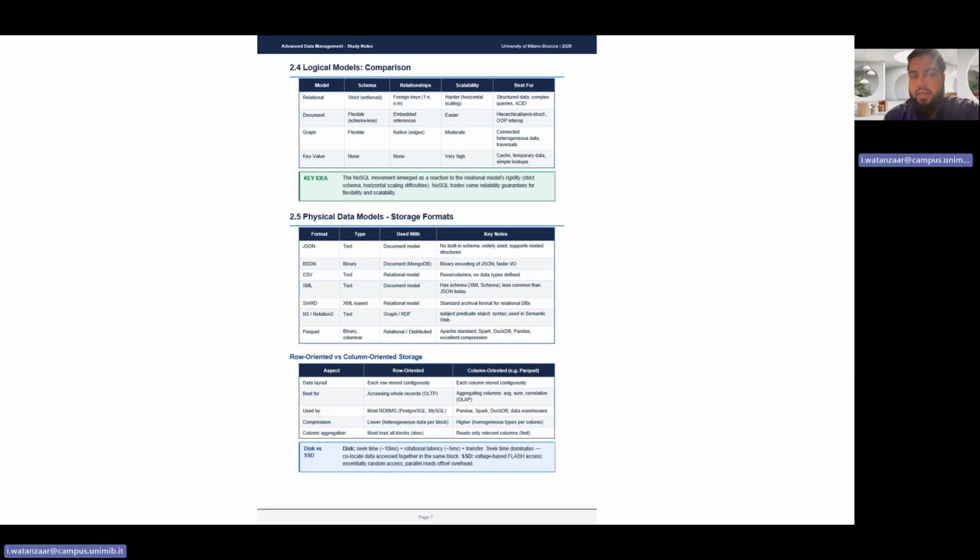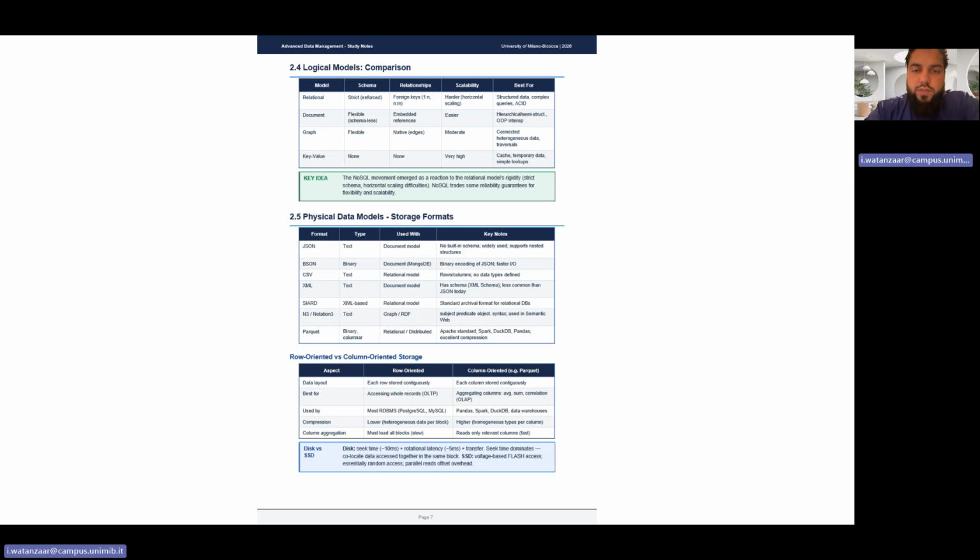And last but not least, disk versus SSD. Disk seek time is 10 milliseconds plus rotational latency of 5 milliseconds plus transfer. So here seek time dominates, which is why co-located data access together in the same blocks on disk matters. SSD is voltage-based flash access, which is essentially random access with parallel reads and no seek overhead. In comparing these two storage systems, SSD is definitely faster, especially for column-oriented. This is also a main differentiation between them to understand.